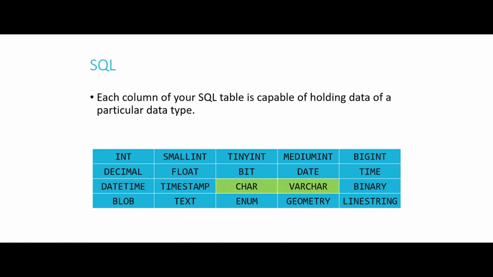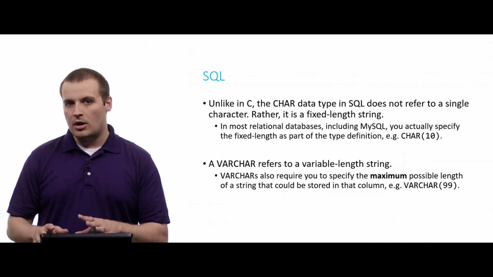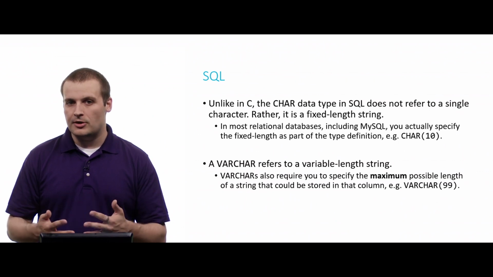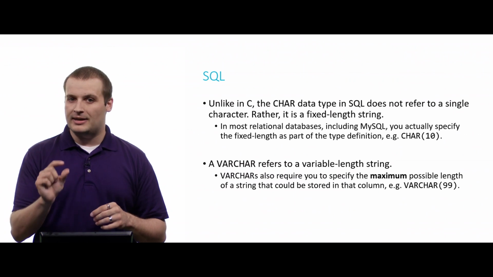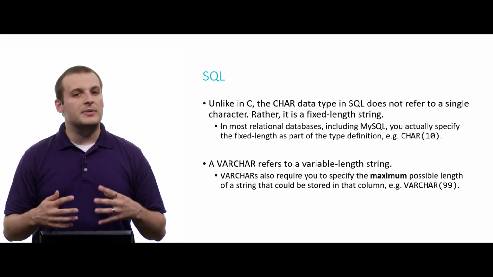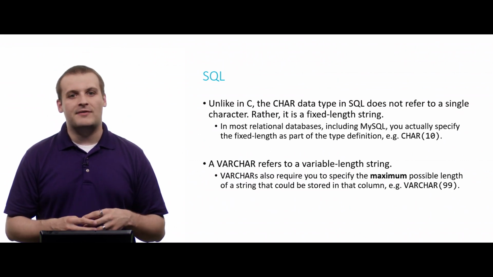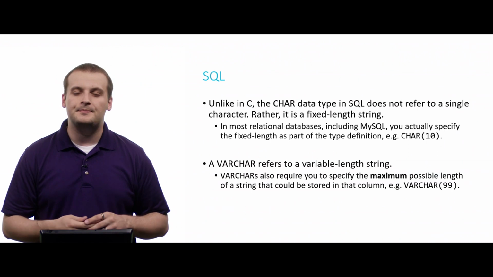There are also char and varchar, and these are not quite the same as what you might think they are in C. So let's just take a quick second to explain the difference between these 2 data types, which are pretty important. So unlike in C, char does not refer to a single character. It is actually sort of akin to our notion of a string, but with a caveat that string is of fixed length. And typically when we specify a char or a varchar type, we have to specify the length of that string at the outset, just like we do in C.